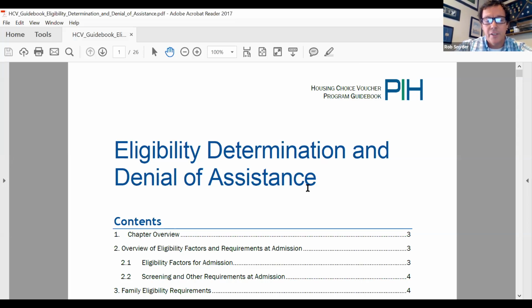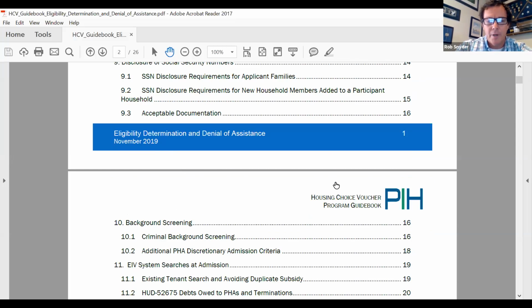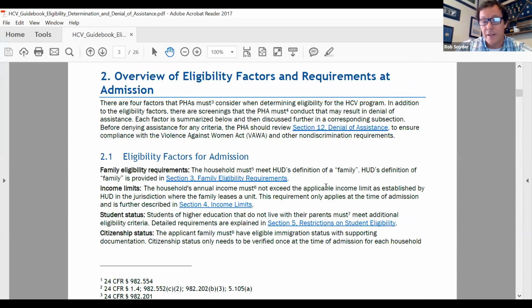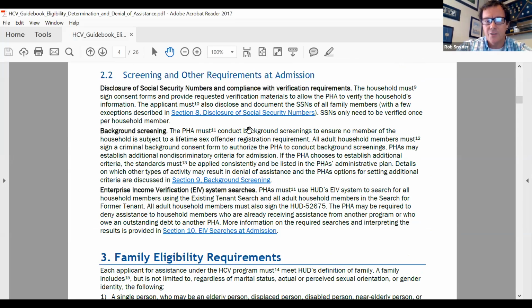So, specifically, what I'm going to talk about today is eligibility determination and denial of assistance specifically. And what you're looking at here is the actual Housing Choice Voucher Program Guidebook. And this is Chapter 5 out of the guidebook. I'm not going to scroll all the way through it, but you can also find this on the web or on the HUD SharePoint websites to review. It has lots of links, as you can see here, to different amplifying sections and pieces of information.